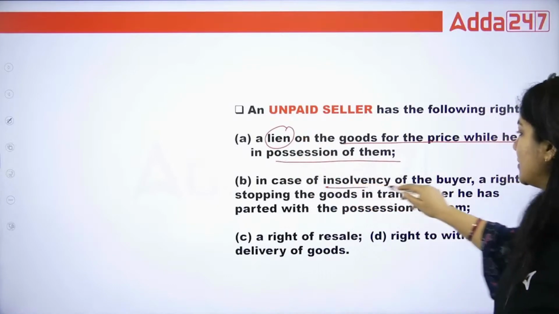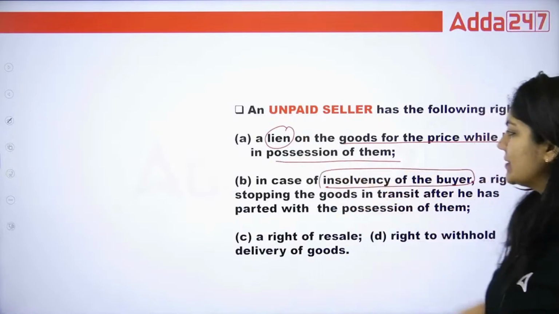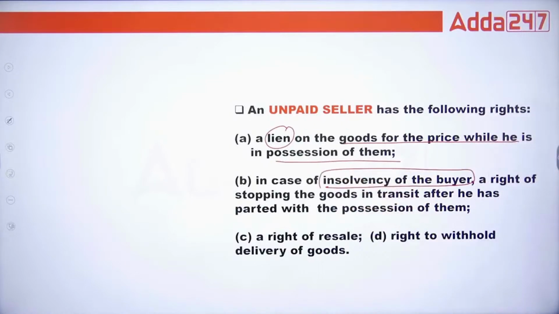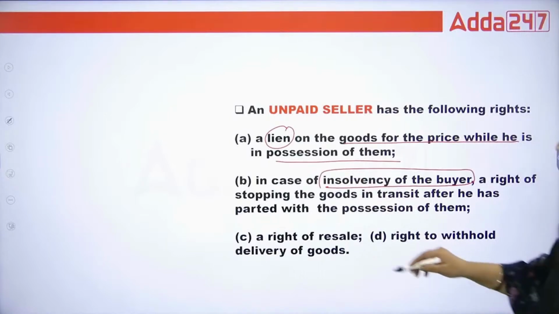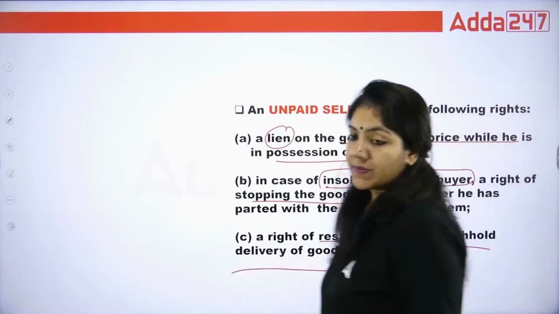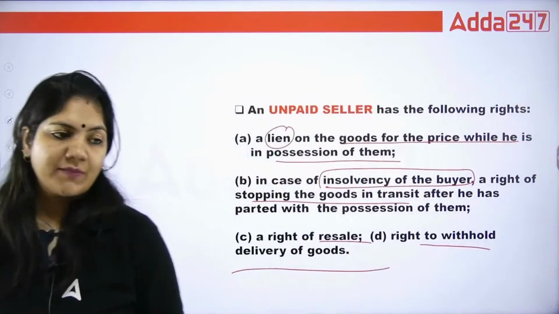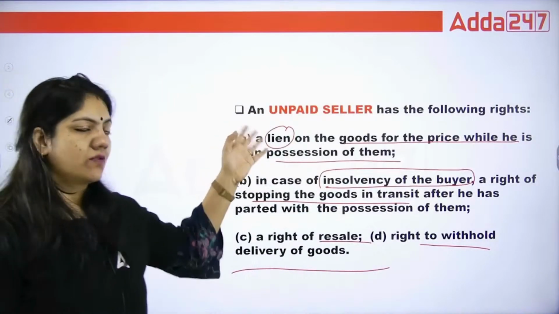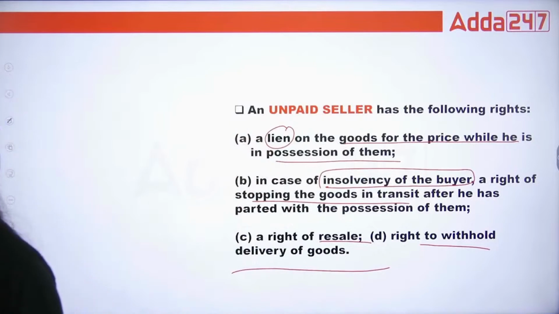In the case of insolvency of the buyer, insolvency means the buyer becomes insolvent, the right of stopping the goods in transit. He has a right, and the right to resale and the right to withhold the delivery of goods. So these are the rights of an unpaid seller. Unpaid, that is, not fully paid by the buyer. Please see the rights.